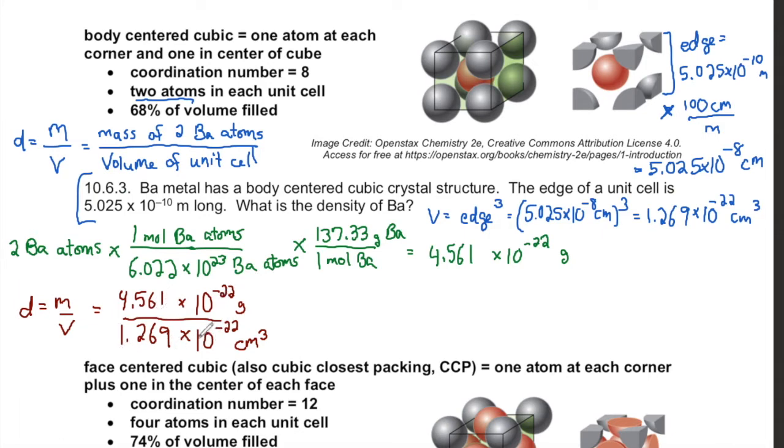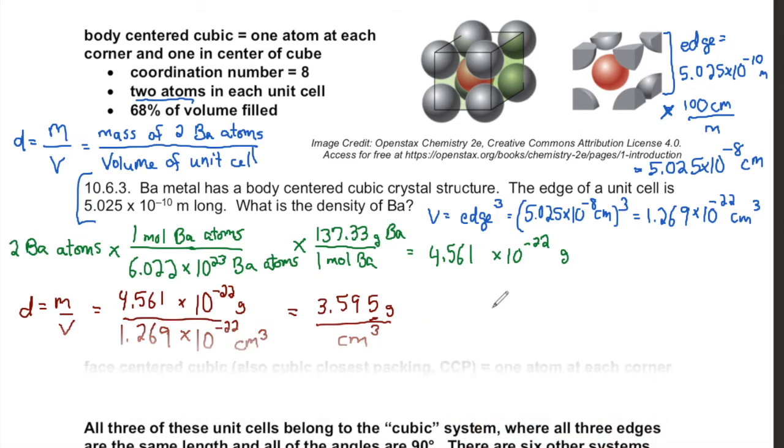If we take that mass of the 2 barium atoms and divide it by the volume that contains them, the volume of that unit cell, 1.269 times 10 to the minus 22 cubic centimeters, that comes out to be 3.595 grams per cubic centimeter, because I left the numbers in my calculator. If I round it to these 4 digits without leaving it in my calculator, then it is 3.594 grams per cubic centimeter, but that's pretty close.